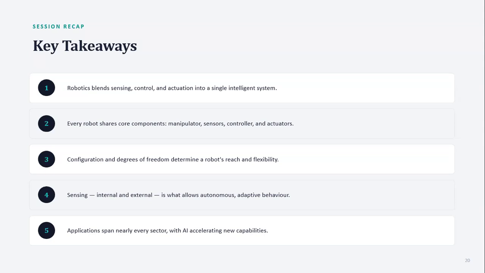Let us now summarize today's learning. Robots integrate sensing, control, computation, and mechanical motion into one intelligent system. Every robot comprises manipulators, actuators, sensors, controllers, and power systems. Robot configuration and degrees of freedom determine their capabilities. Sensors enable robots to perceive their work environment. Artificial intelligence is driving the next generation of robotics across various industries.